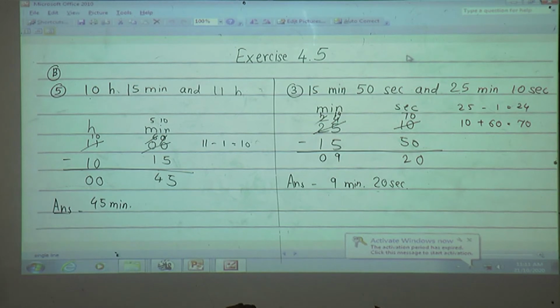Yes? Is that clear, students? Yes, very good. Now the remaining examples you are going to solve on your own. Now we will go to the C question.